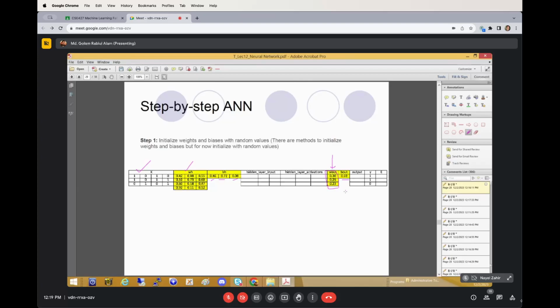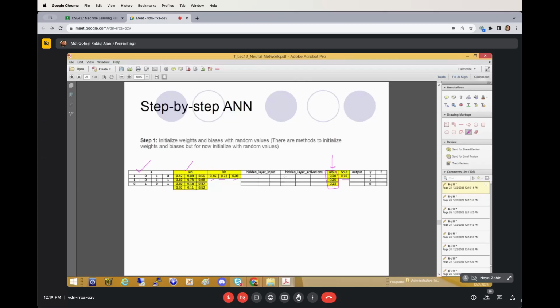We have done the initialization first. Okay, so initialization means input, and then weight, and then bias of hidden units, and then weights of the output unit, and also bias of the output unit. So these are just initialization.